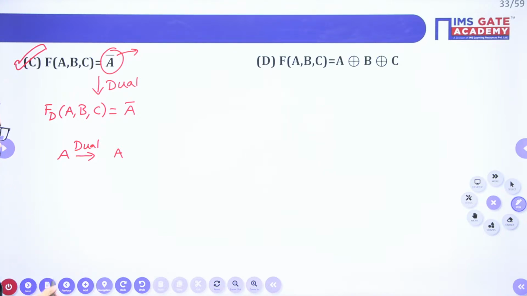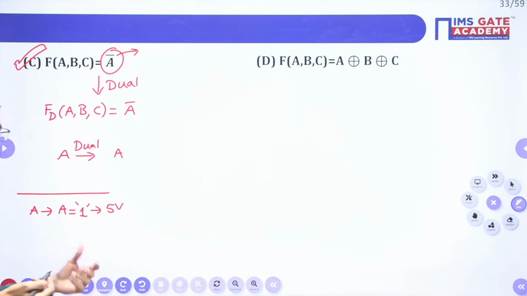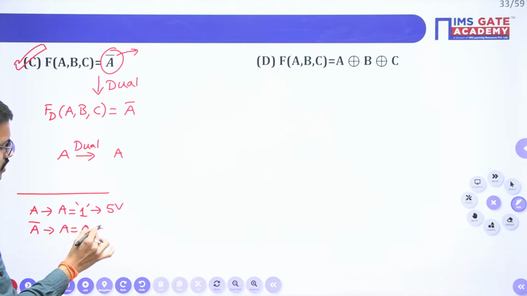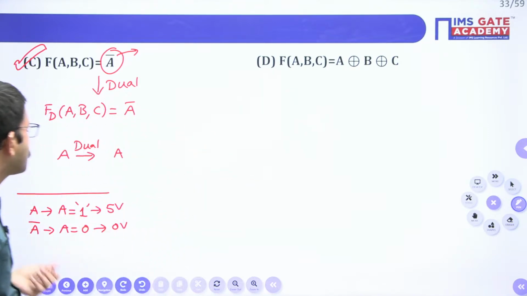Yeah, Mayank. See, regarding dual in general, for example, when we are having variable A, we will represent that as value 1. 1 in terms of electrical signal is 5 volt. Suppose if you are having A bar, that means the value is 0, which is nothing but 0 volt. So whatever we are discussing in general here is called positive logic.